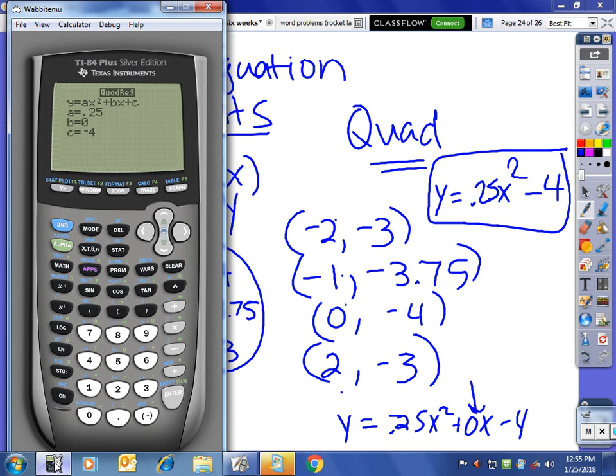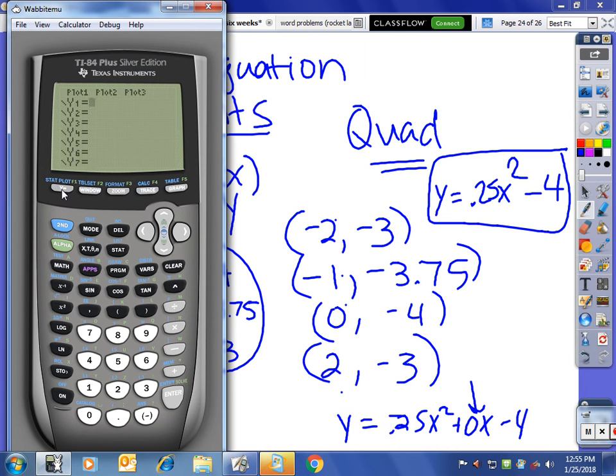So, okay, let's review what we did. We went to stat and edit. We entered the points. We went right back to stat, and we're not editing now, we're calculating, so I had to go to calculate. Now, if this were a line, I would hit number 4. But it's not a line. It's a quadratic, so I'm going to go down to number 5. And you just have to hit enter a bunch of times until it tells you what A, B, and C are.